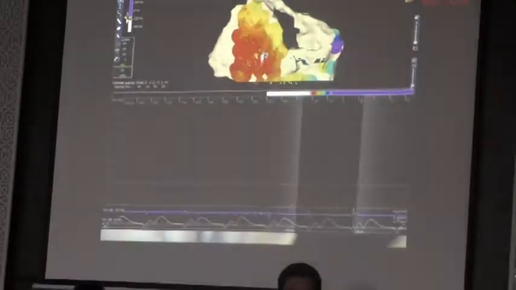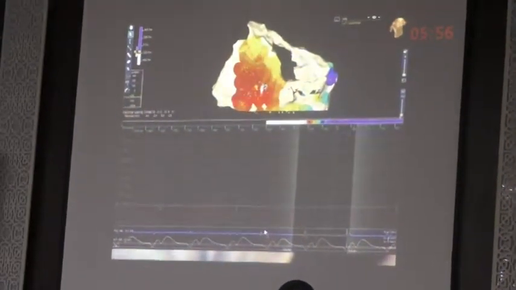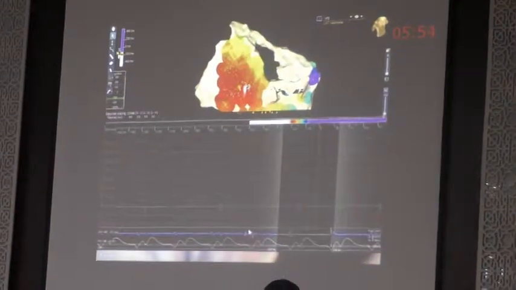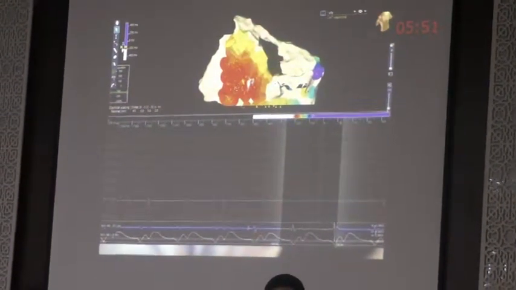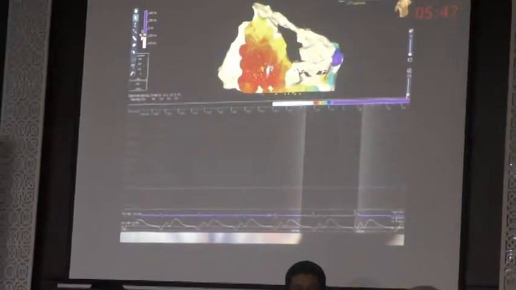And then we started ablating. The unipolar electrogram is almost 75 milliseconds earlier than the onset of the QRS complex. And the unipolar EGM is a QS pattern, which is perfect for ablation. At this point, we decided to start ablation, and the ventricular tachycardia terminated for the first time during ablation.